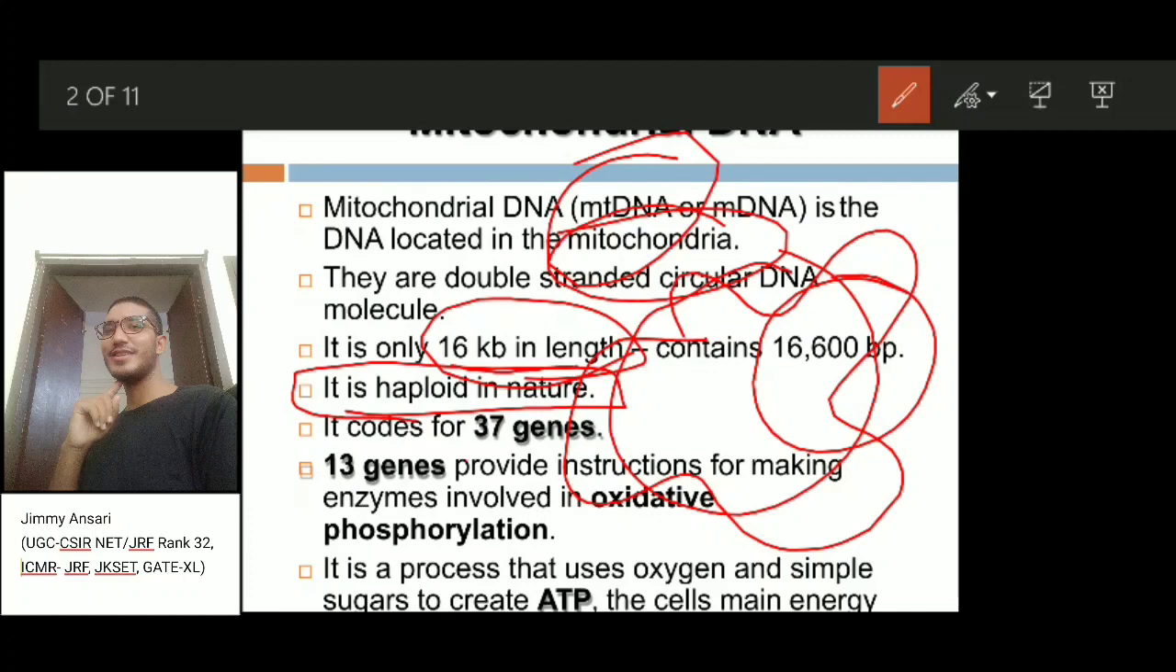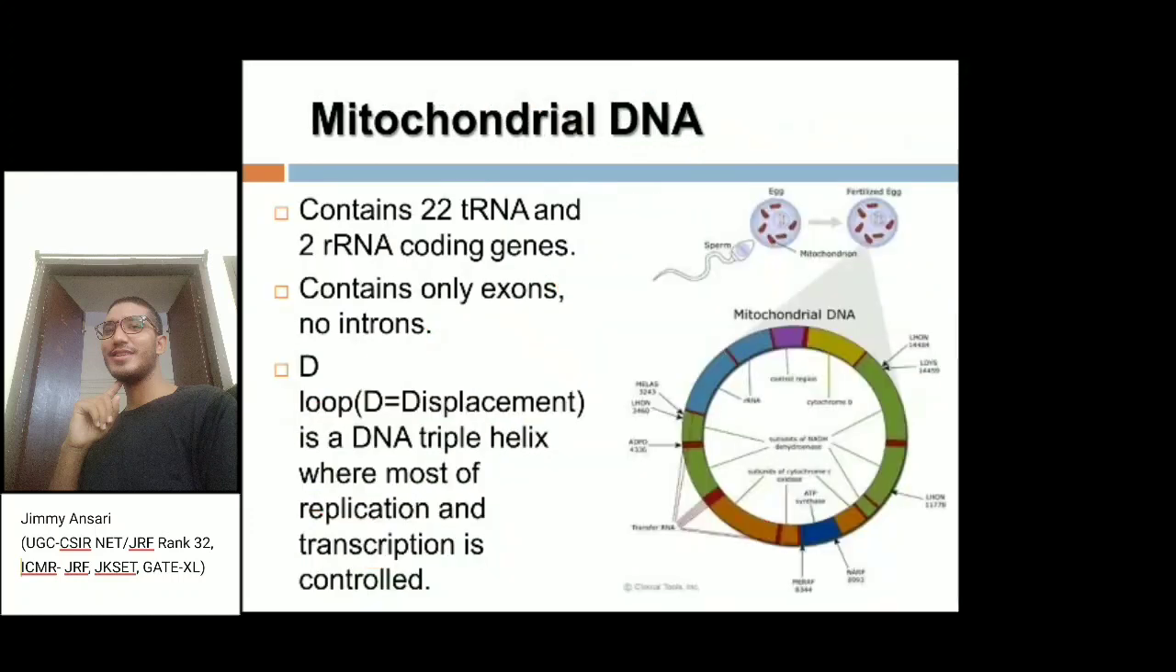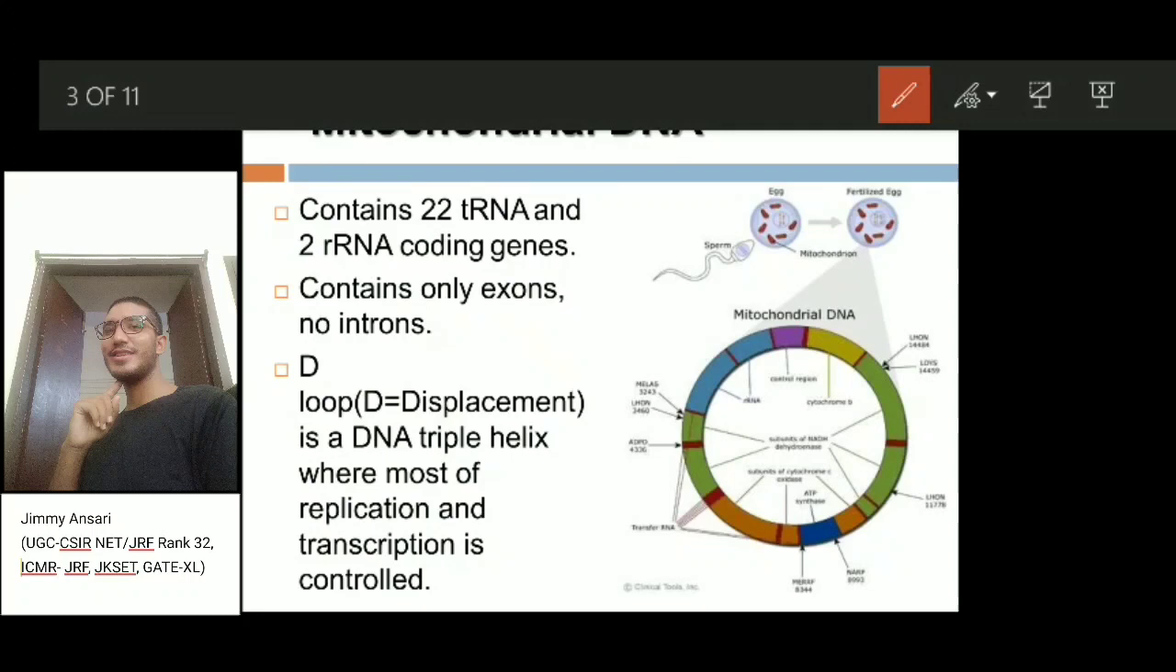So it codes for 37 genes. From these 37 genes, 13 genes provide instructions for making enzymes involved in oxidative phosphorylation. I already discussed oxidative phosphorylation, which is a process that uses oxygen and glucose to create ATP, which is used for the energy purpose of the cell. So this is the structure of mitochondrial DNA.